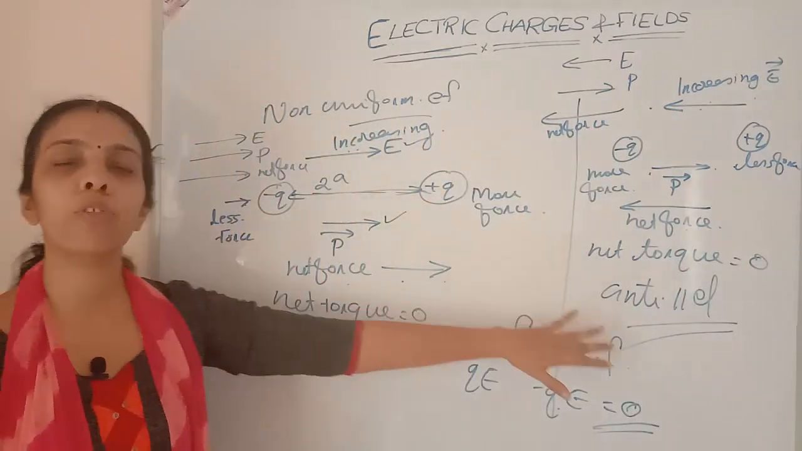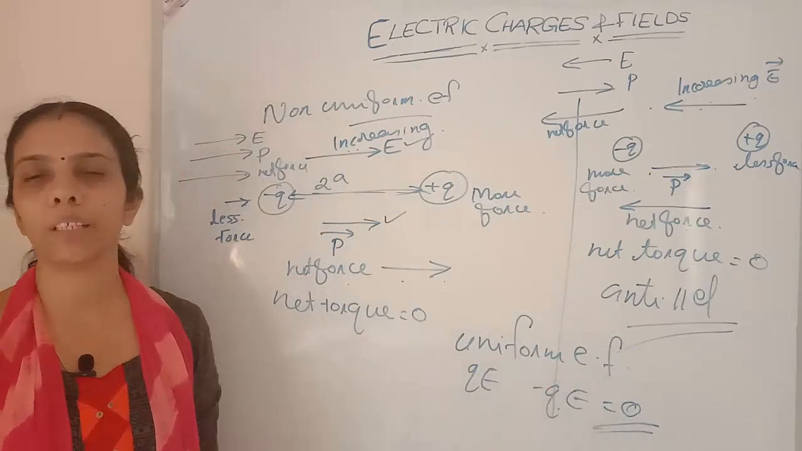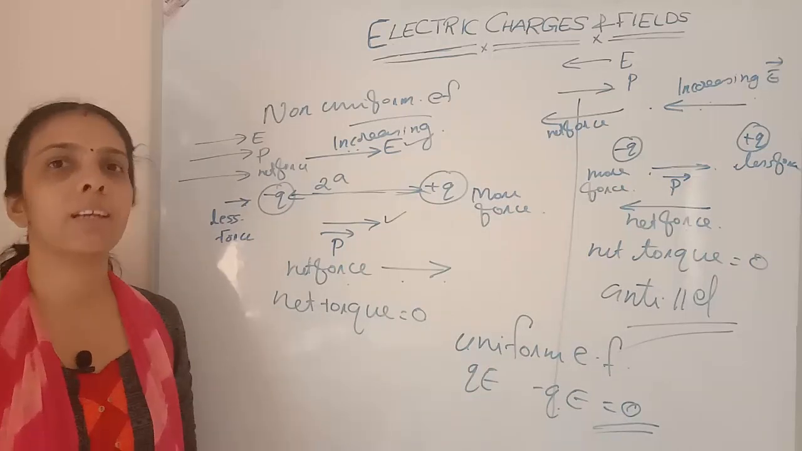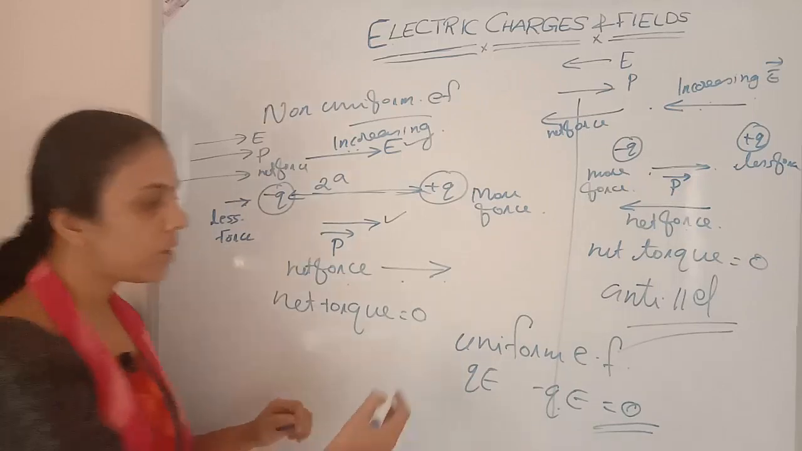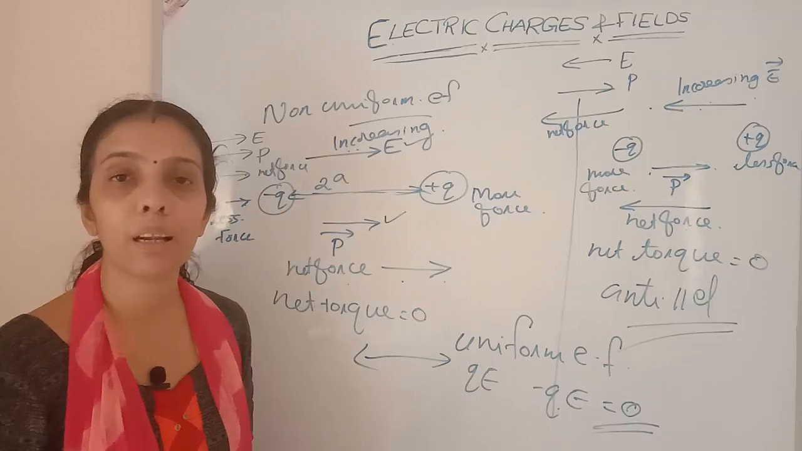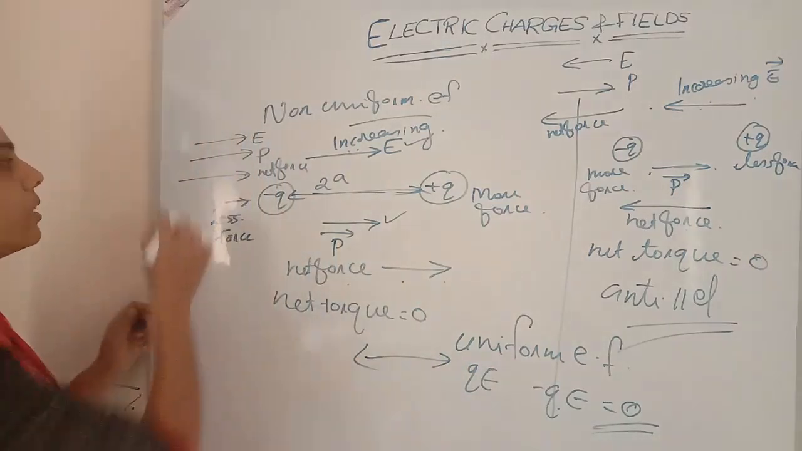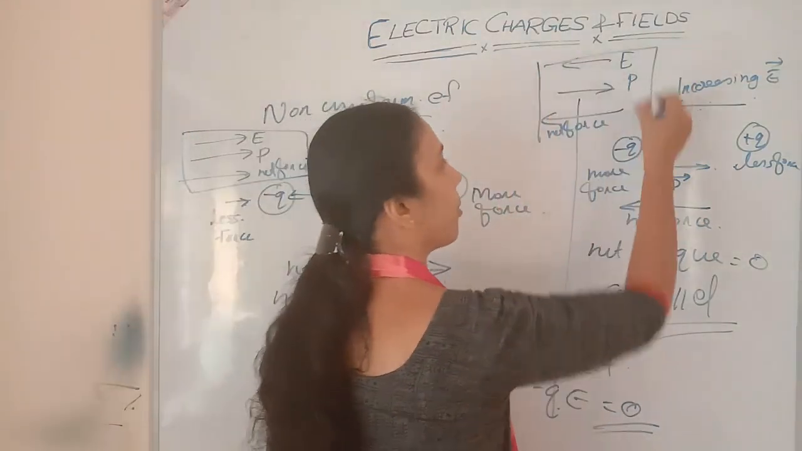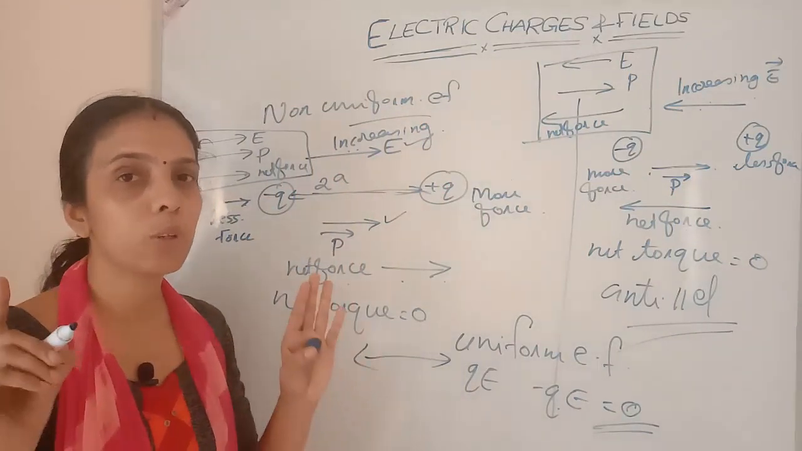So in the case of uniform electric field, if E and P are parallel to each other, then QE minus QE will be equal to 0. And if we are considering this torque, only when E and P are parallel to each other can we say like this. Okay, clear? So here this is important and here this is important. And stable equilibrium and unstable equilibrium also keep in mind.